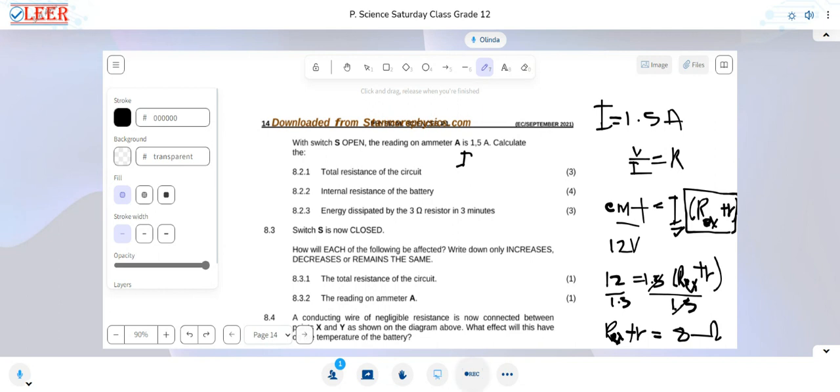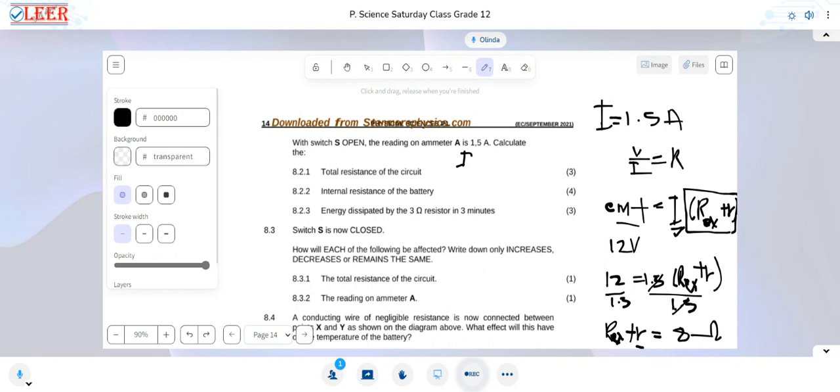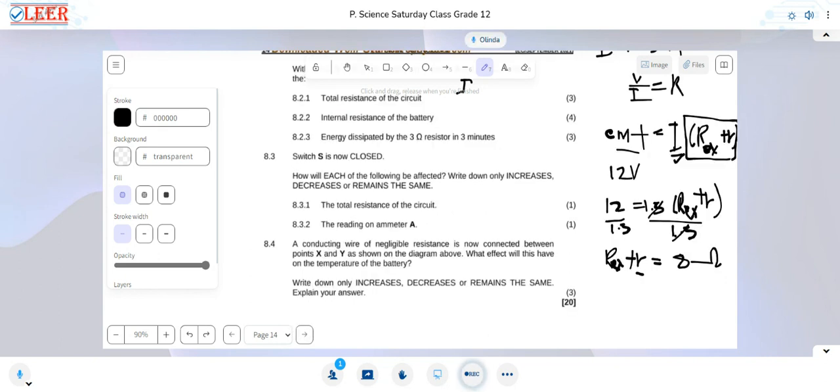Then they ask, calculate the internal resistance of the battery. So now we're looking for just R. Now let's calculate the internal resistance of the battery. So now we're just looking for R.